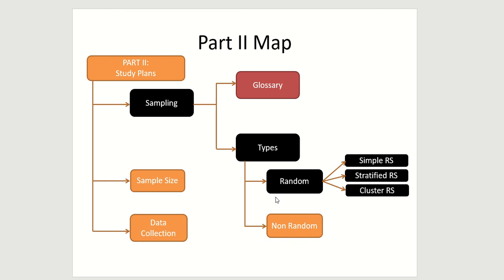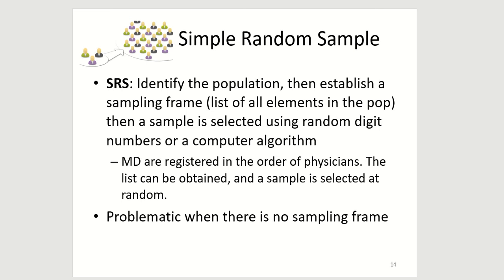Under the random, we're going to talk about three types: the simple random sample, the stratified random sample, and the cluster random sample. First one on the list is the simple random sample. This is basically when you have the list of everybody in your population, or what we call a sampling frame.